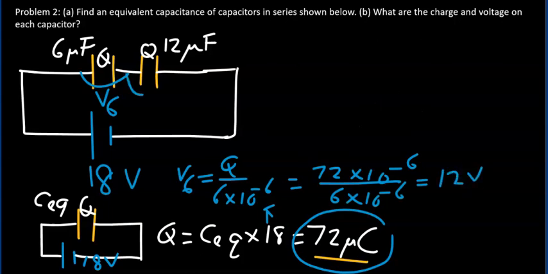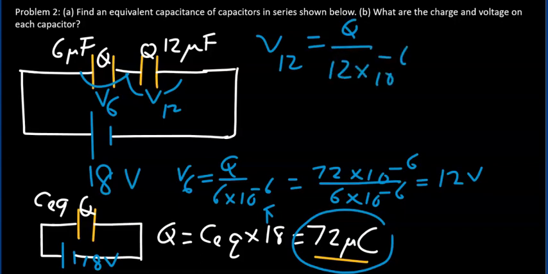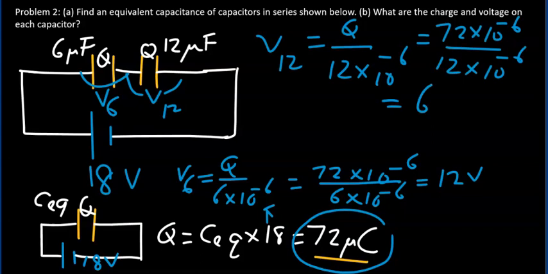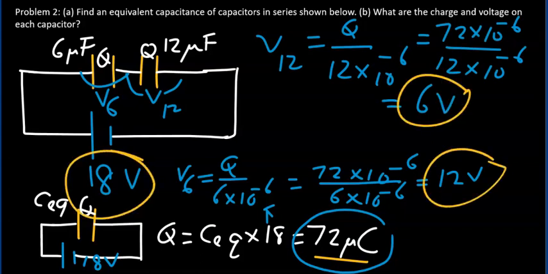The potential difference across the 12 microfarad capacitor, let's call it V12, is again Q over 12 times 10 to the power minus 6, which is 6 volts. You see, when you add this to that, you get the original 18 volts.